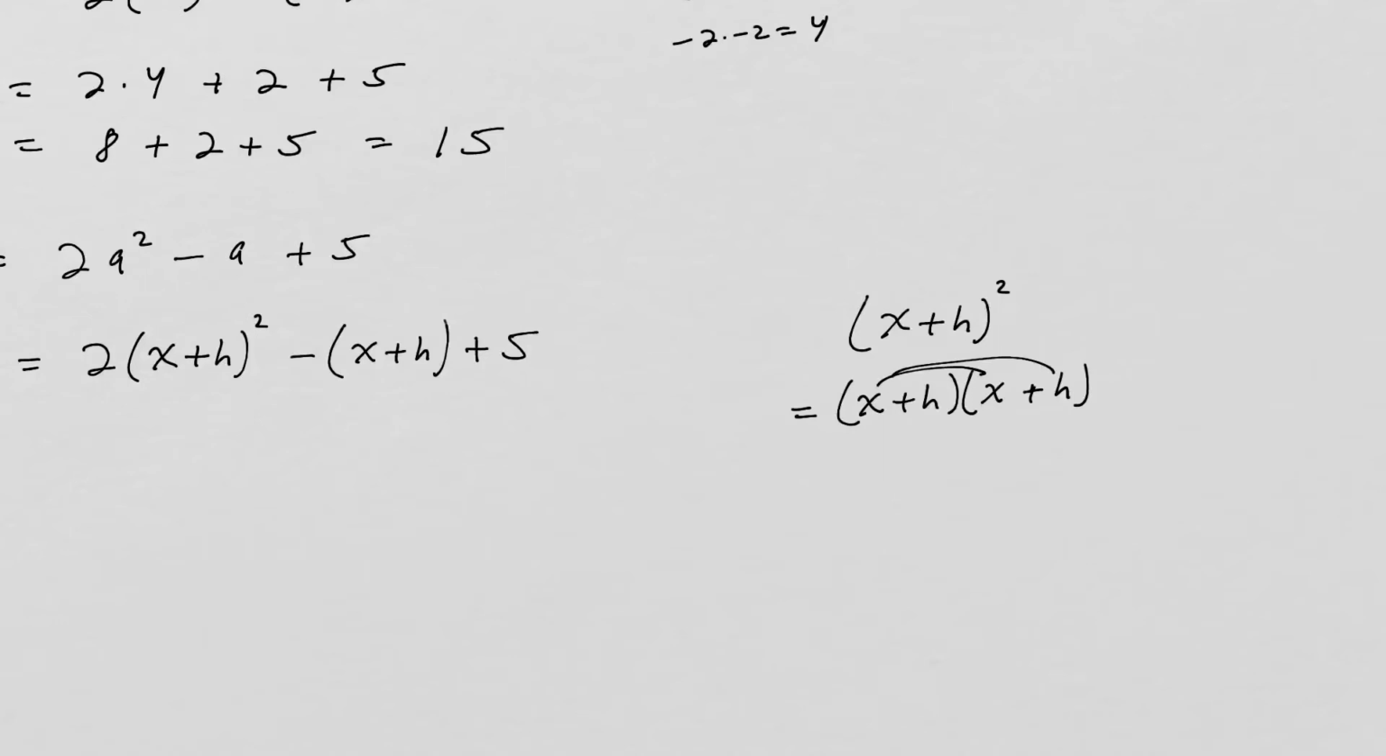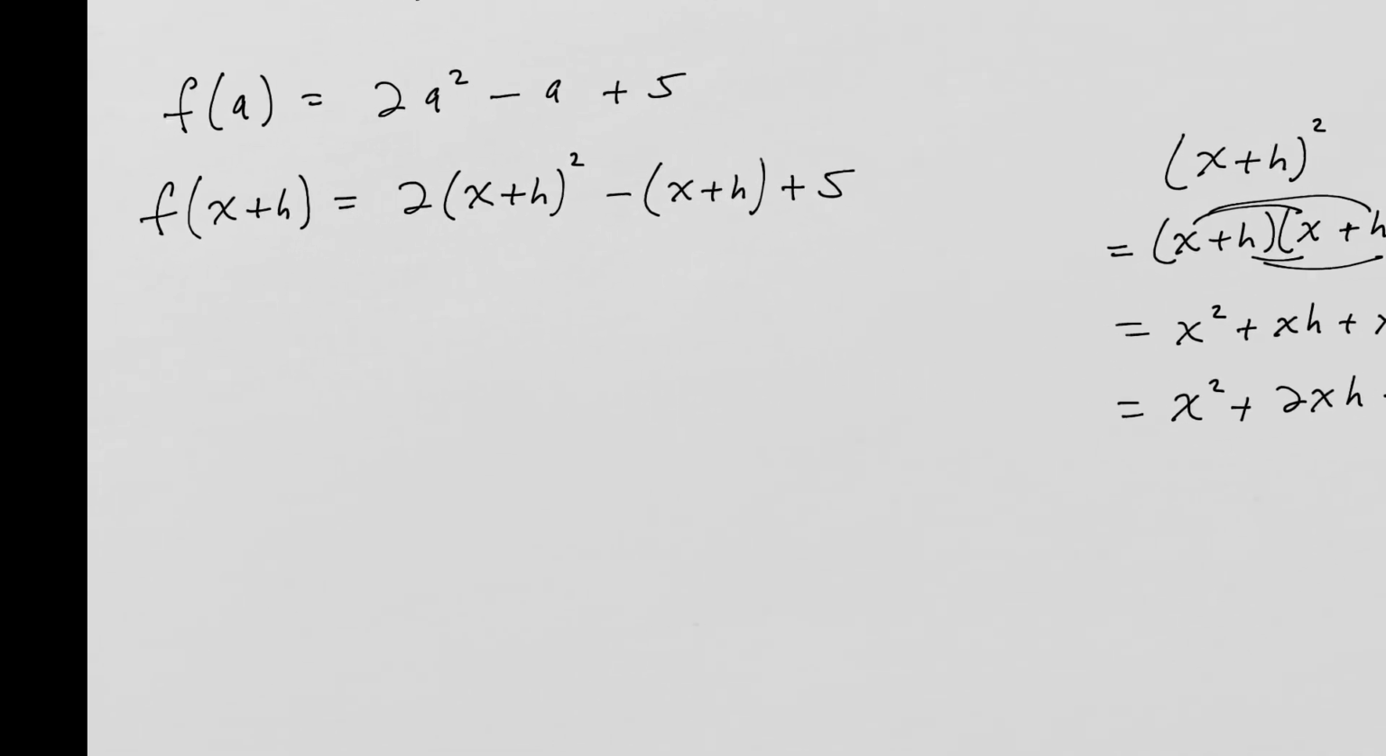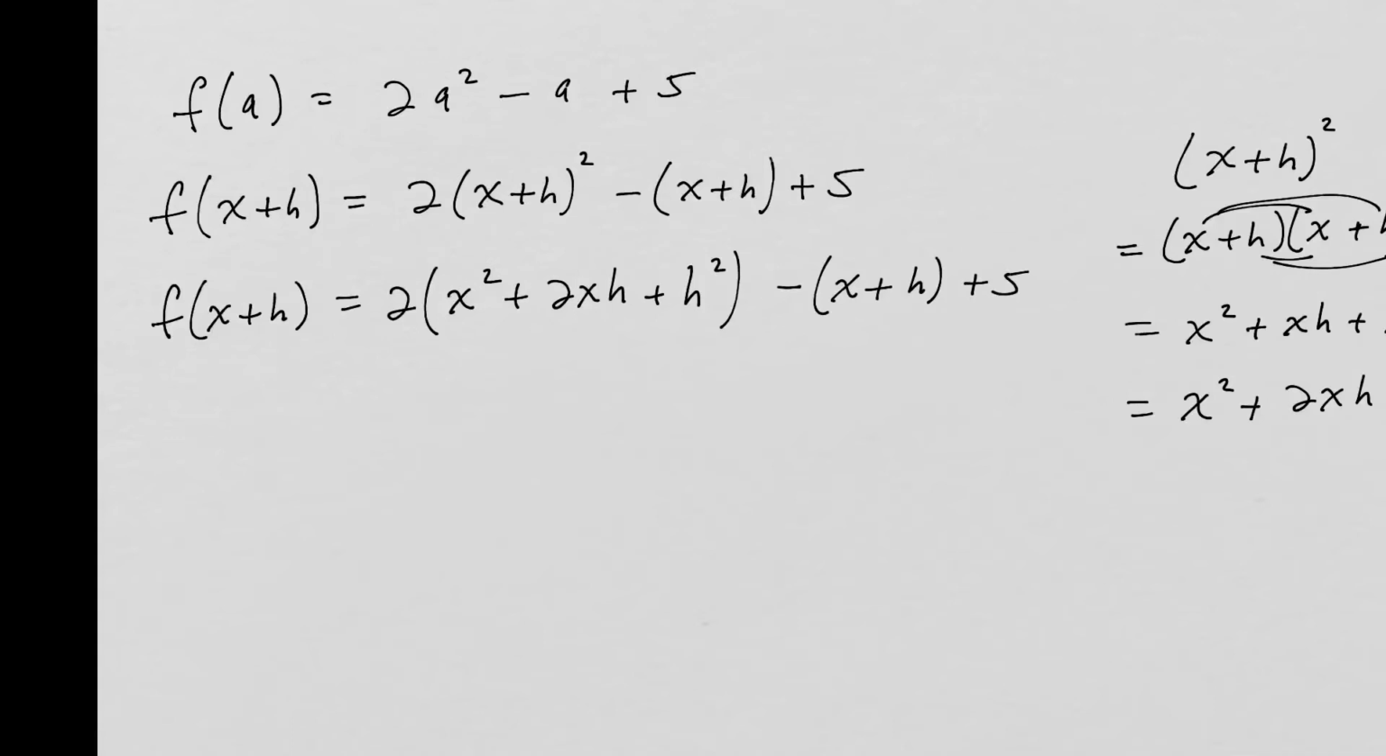So you can FOIL this out. So this is going to be x squared plus xh plus another xh, right? hx, which is the same as xh, plus h squared. So this is really the same as x squared plus 2xh plus h squared. So I have 2 times (x squared plus 2xh plus h squared) minus (x plus h) plus 5.